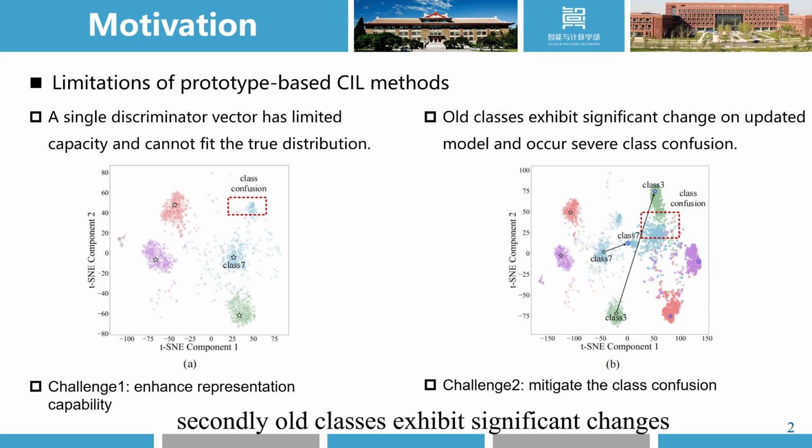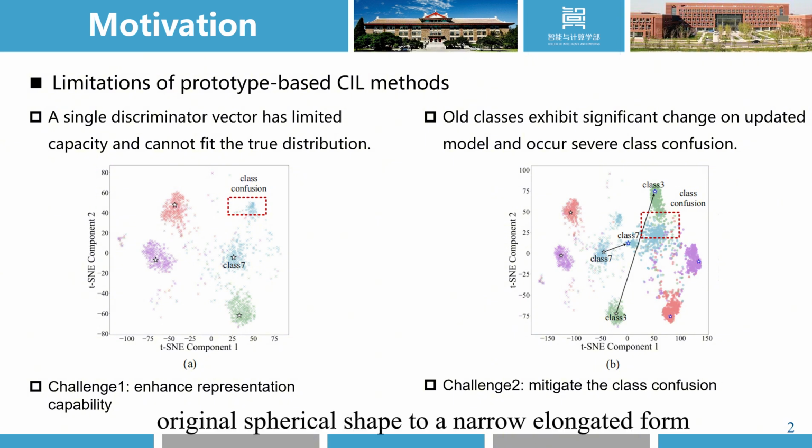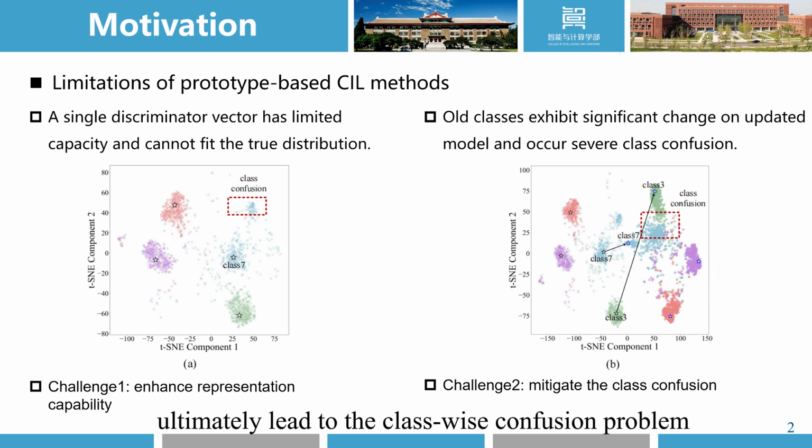Secondly, old classes exhibit significant changes in class manifolds and feature dispersion that lead to overlapped distributions. We can see Class 3 shows a transformation of its manifold from the original spherical shape to a narrow elongated form in the updated model. These two limitations ultimately lead to the class-wise confusion problem.